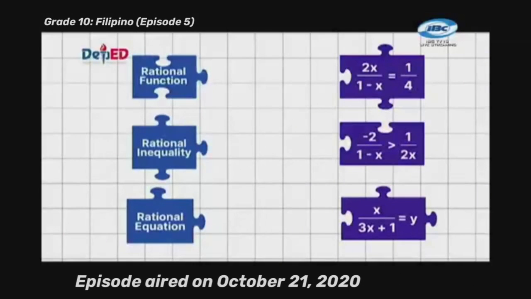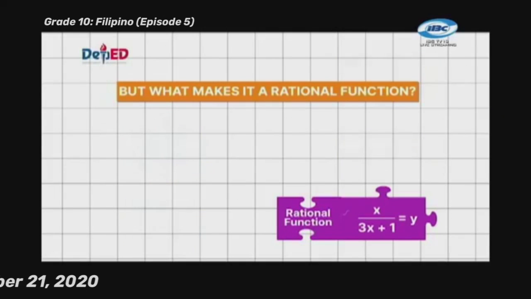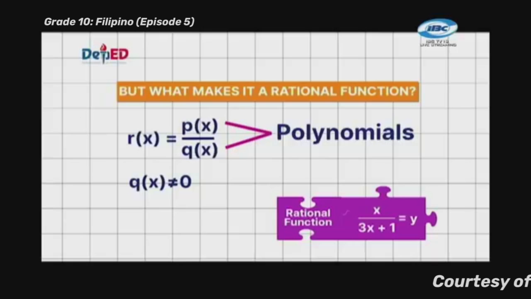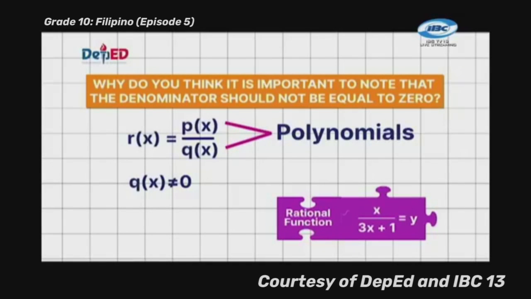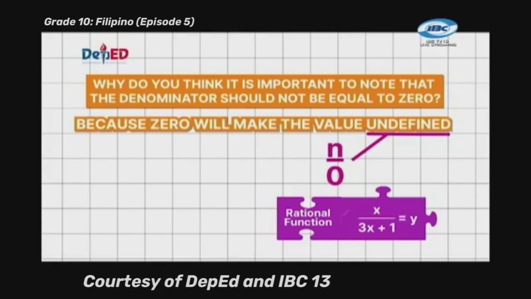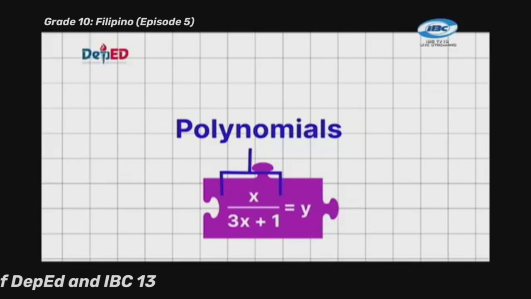For our next one, the expression x over 3x plus 1 equals y is a rational function. But what is a function? A rational function is a function of the form r of x is equal to p of x divided by q of x, where p of x and q of x are polynomials and q of x is not equal to 0. Why do you think it is important to note that the denominator should not be equal to 0? Because 0 will make the value undefined.